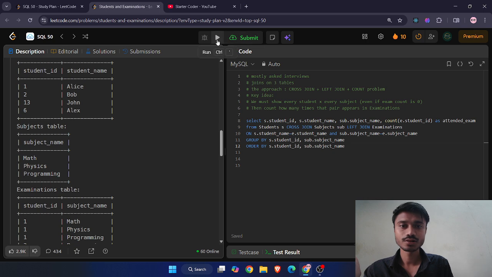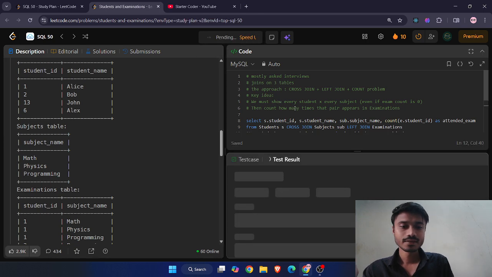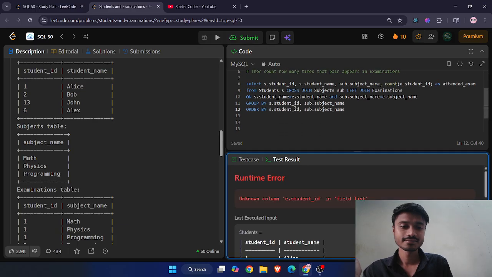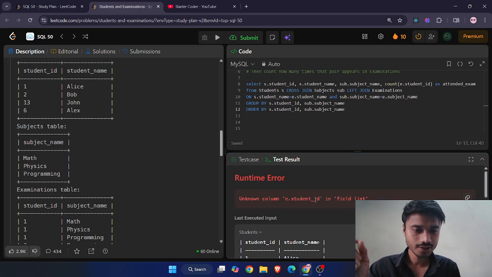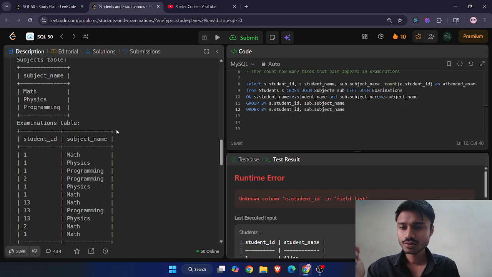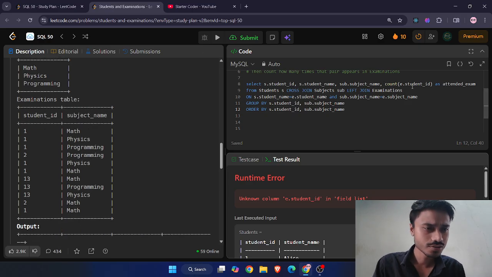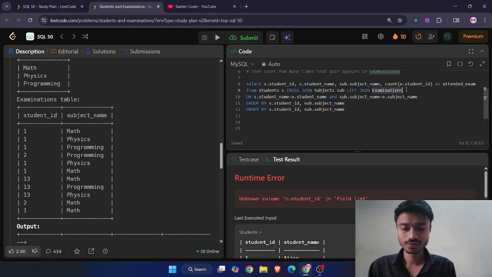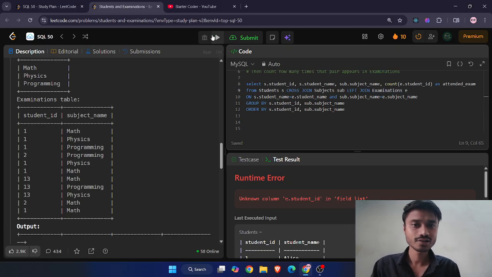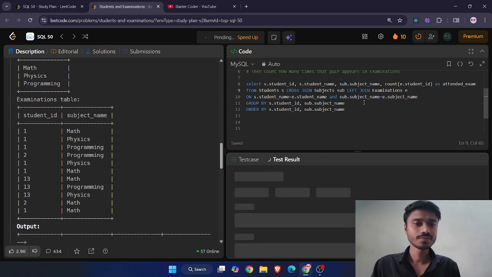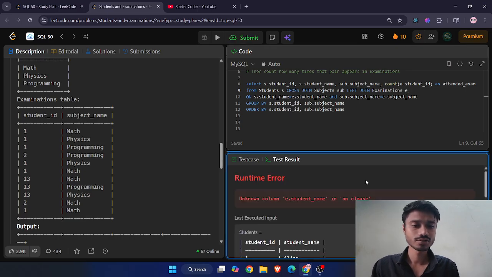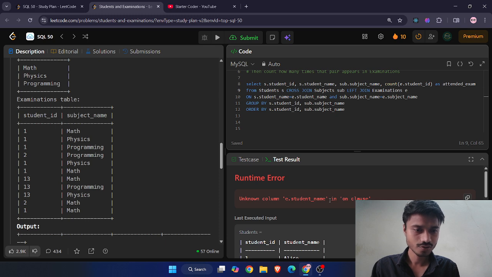So let's hit the run button and hope for the best. So what happened? Unknown column e dot student id. It is saying the column is not present. Let's check whether the issue is with e dot student id. Okay, sorry, we forgot to give the alias for the examinations table. Yep, now again: unknown column e dot student name on clause.